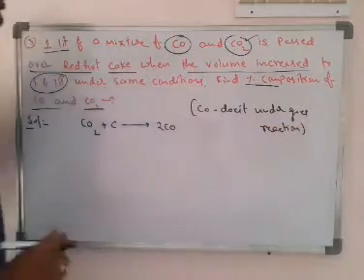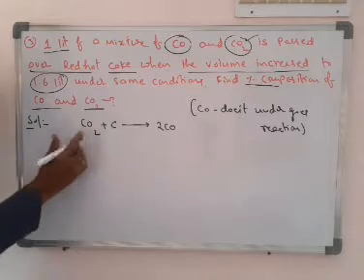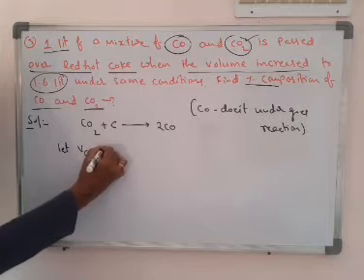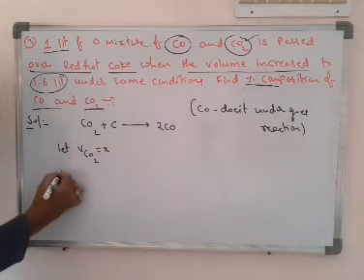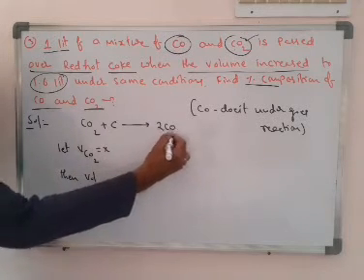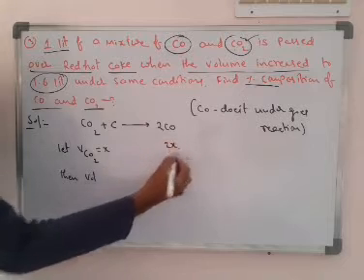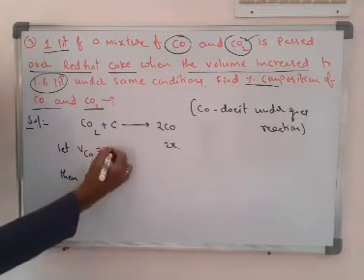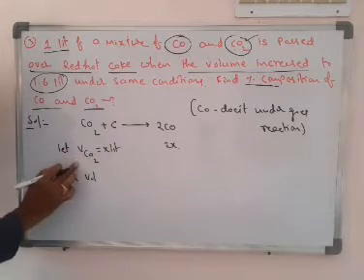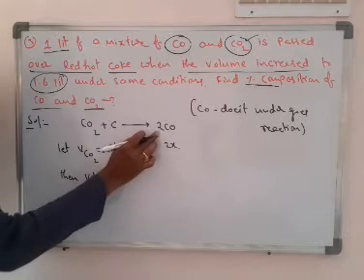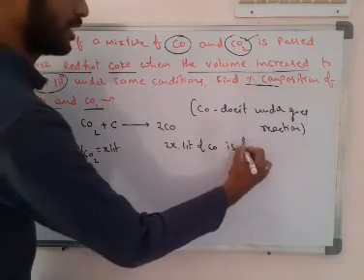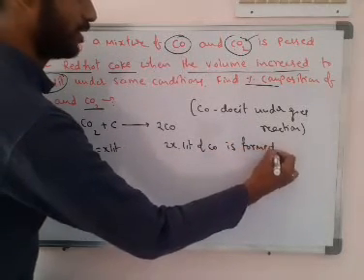CO does not undergo reaction. Only CO2 undergoes reaction. So at first, let the volume of CO2 be taken as X liters. How much carbon monoxide will form? 2x liters. The total we are taking is 1 liter. Volume of carbon dioxide is X liters, so 2x liters of carbon monoxide is formed in the reaction.